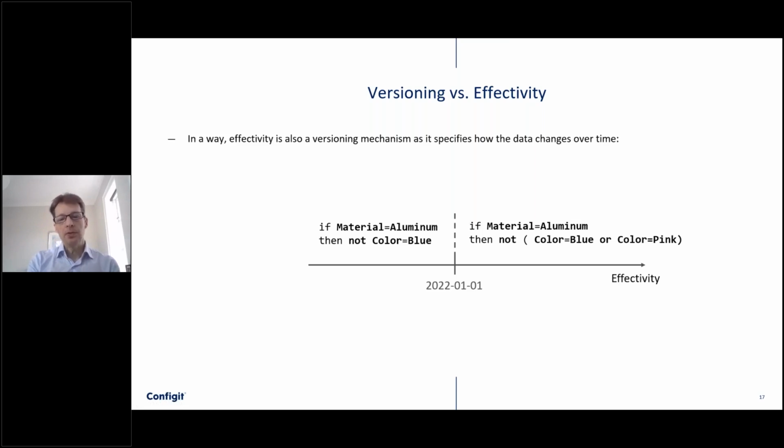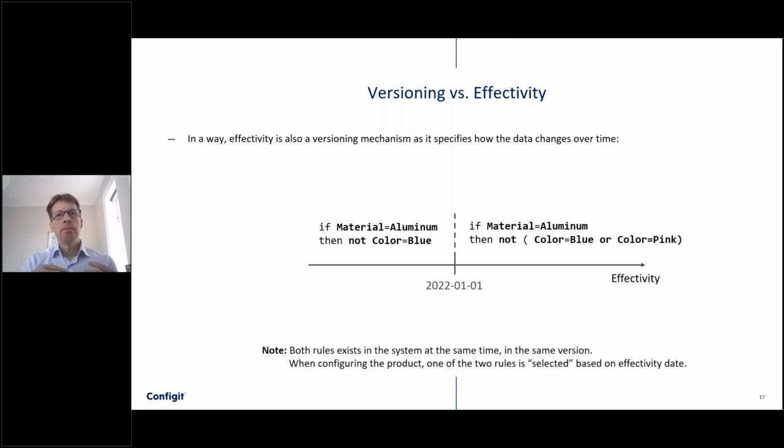But what you have to understand is that both of these rules exist in the system. They are both in there with the information that this rule applies in this time interval and this other rule applies in this other time interval. So both rules are in the system. They both exist in the same version, and they are both to be managed as separate objects. So it's not like there are two different versions of the rule.